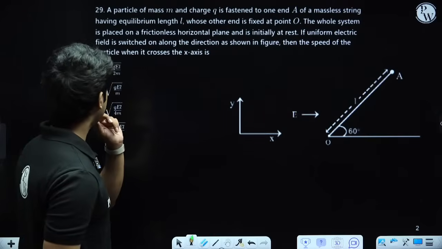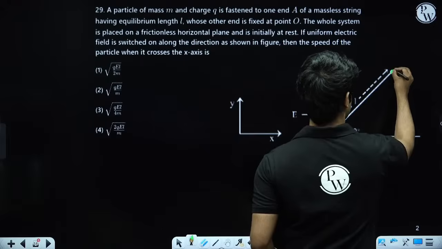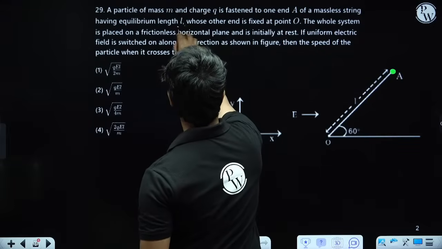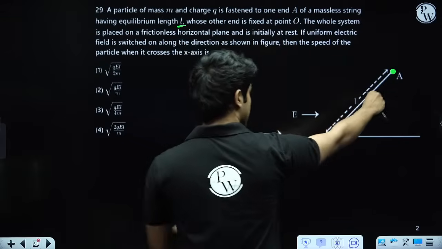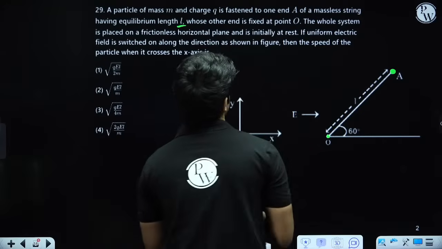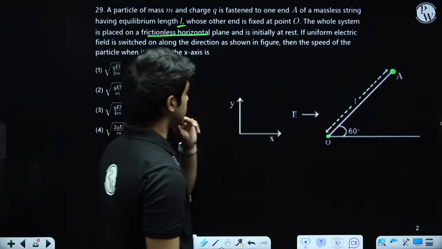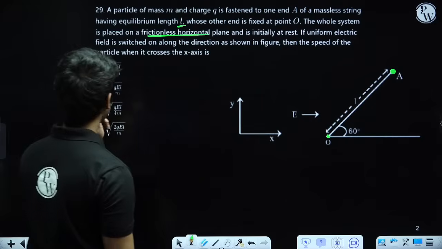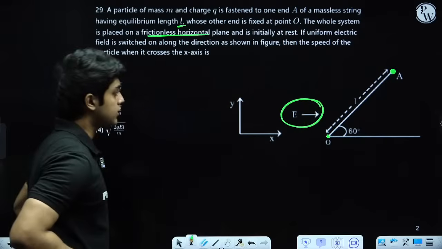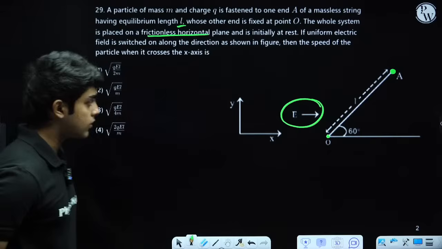So now we have a particle of mass m and charge q. It's over here and it is released. It is connected with a string of equilibrium length L, whose other end is attached to this point O. Now the whole system is placed on a frictionless horizontal plane and it is initially at rest. The uniform electric field, along the x-axis, is switched on. Then we need the speed of the particle when it crosses the x-axis.